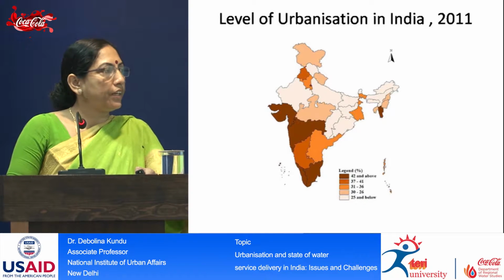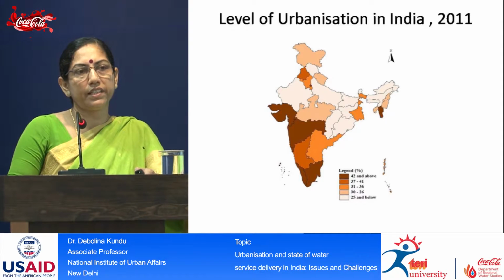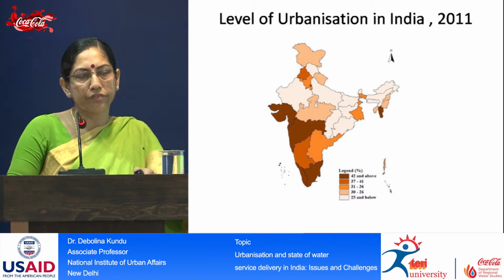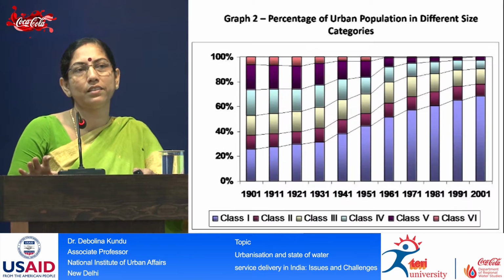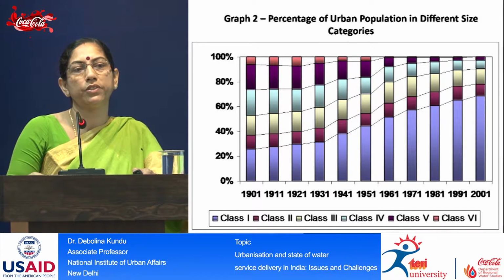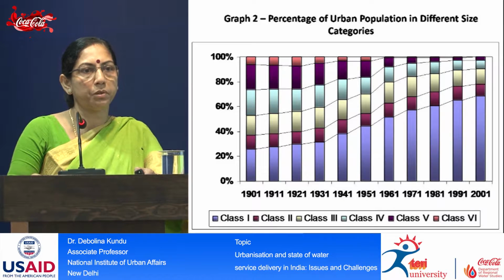We have a top-heavy urban structure, which means that about 70% of the population are concentrated in class 1 towns, cities, which really means that cities with a population of 100,000 have 70% of the urban population.